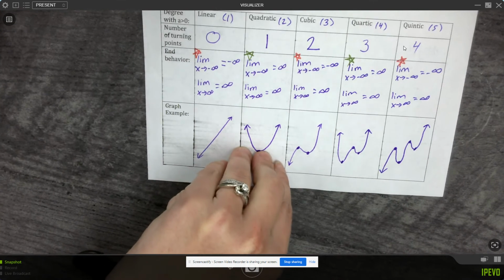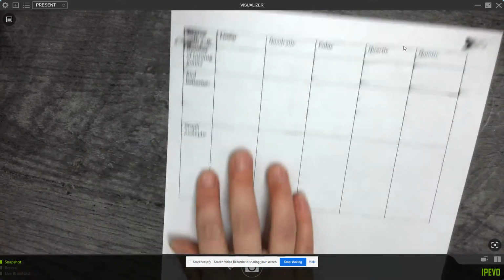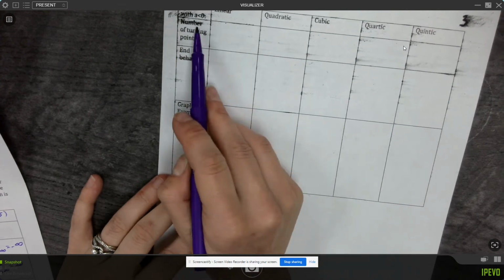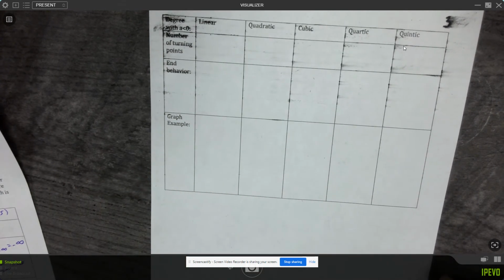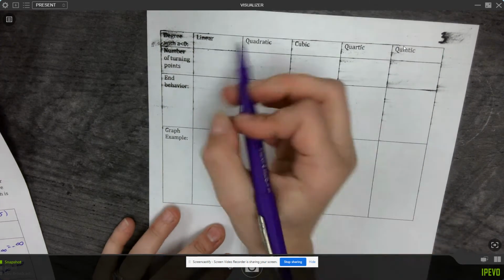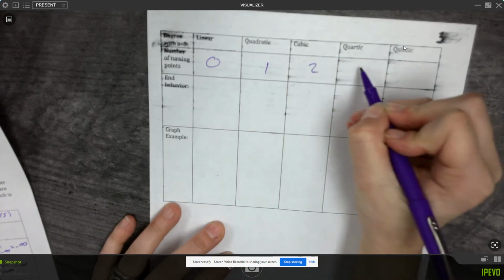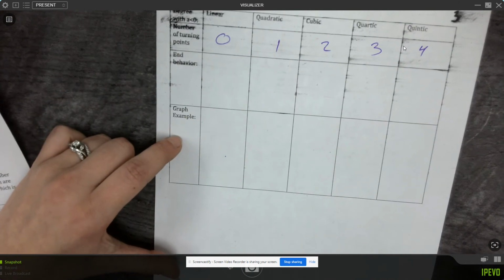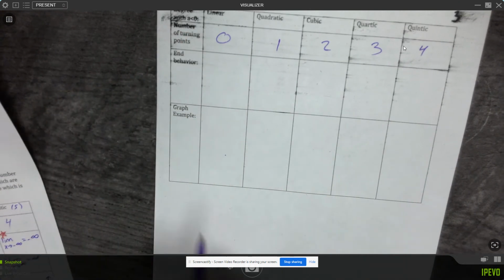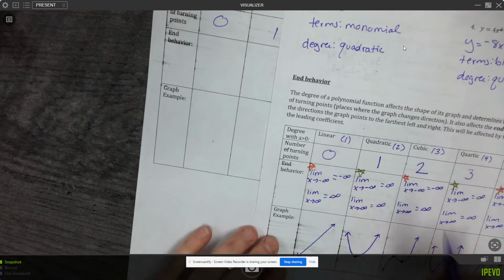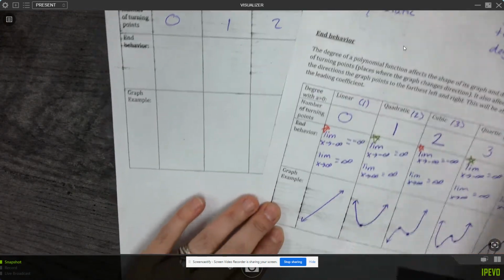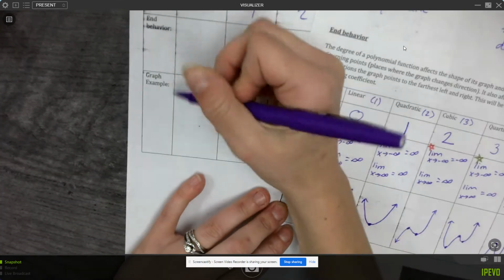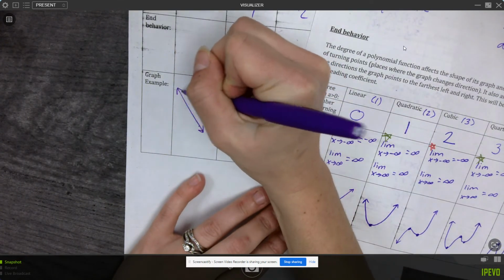Okay, let's now talk about what if the a value is less than 0. So if the a value is less than 0, we have a negative leading coefficient. That is not going to affect your number of turning points. The number of turning points come from the degree. So this is still 0, 1, 2, 3, and 4. It's going to affect your end behavior and your graph because now, instead of a linear graph increasing, my linear graph is going to decrease.